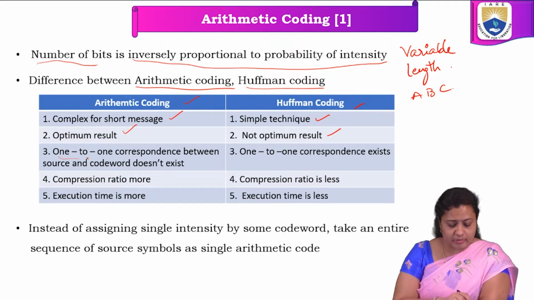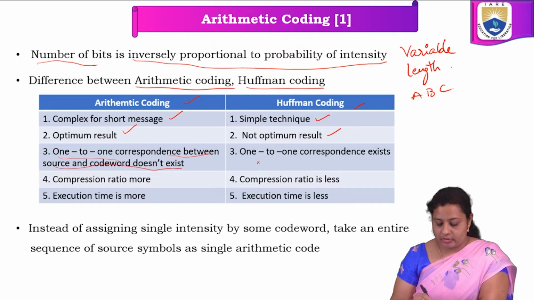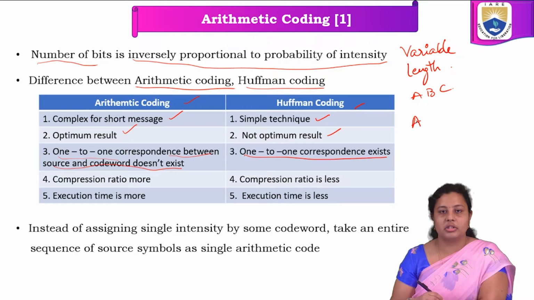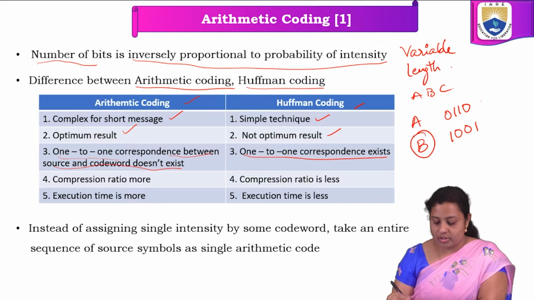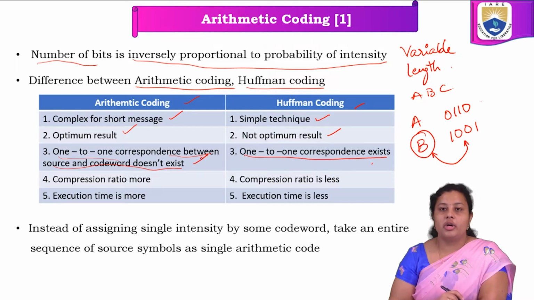The next thing is that the one-to-one correspondence between the source and the code word doesn't exist in arithmetic coding, whereas it exists in Huffman coding. That means in Huffman coding, if A is a code symbol, then we have the code word, say suppose 0010, and for B, 100. So we have a symbol and it has a code word. This is called the one-to-one correspondence. Arithmetic coding does not have the one-to-one correspondence. Why it doesn't, we will see in our example.